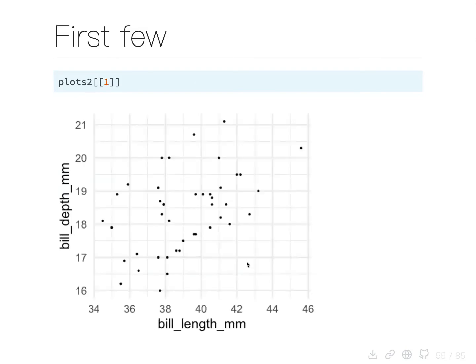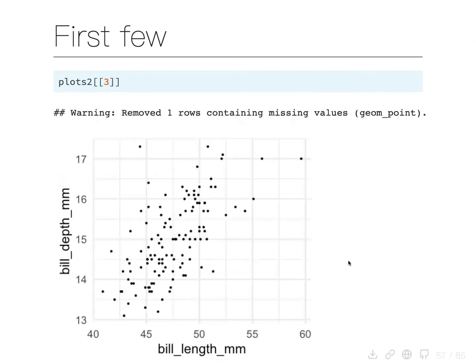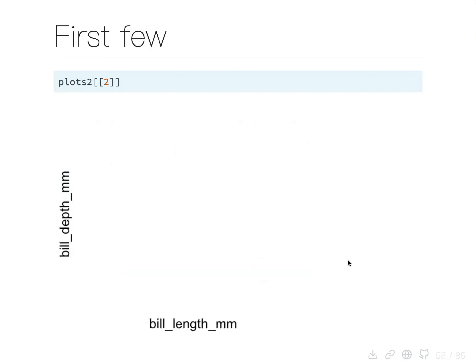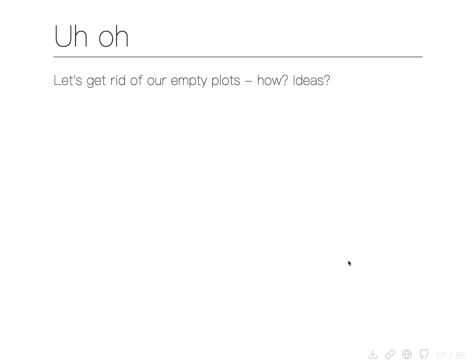So 1, 2, 3. So what we probably want to do is not produce plots like this, right? That's not very helpful. So what we probably want to do is take that split object and remove any of them that have no rows, right? So how would we do that?